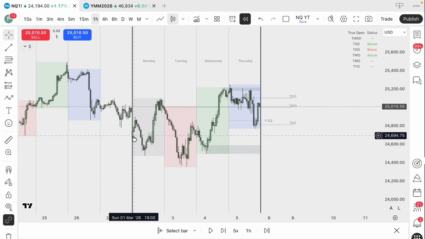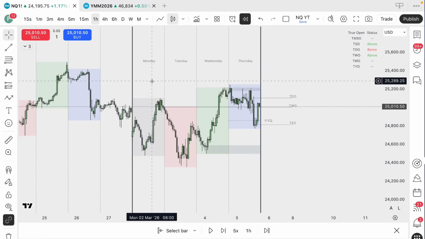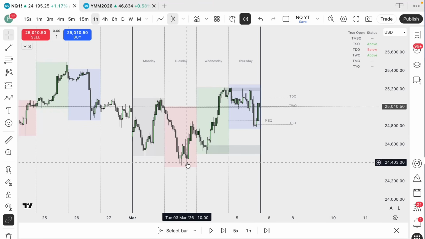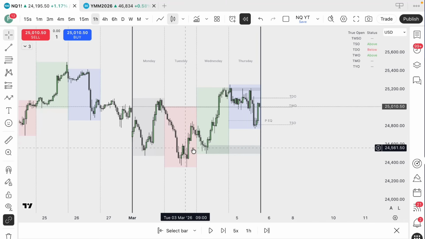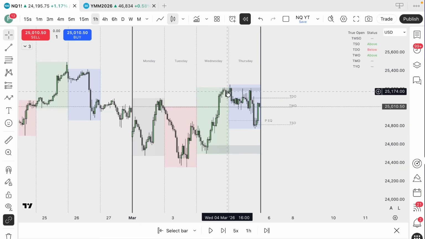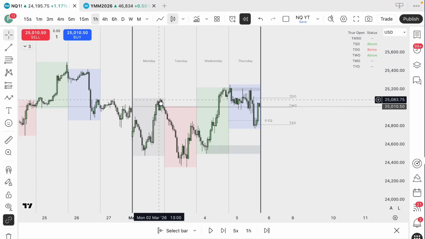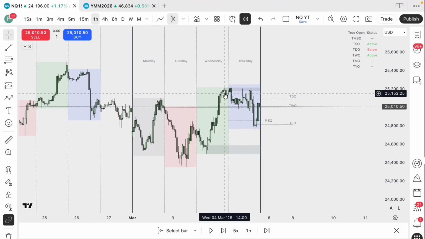All right, price on Monday, after that accumulation. Then on Tuesday got the manipulation below Monday's low, immediate reclaim. And then on Wednesday we got the distribution to take the high of the week. And since this equal high was the objective of the week, on Thursday we just started to retrace Wednesday's move.